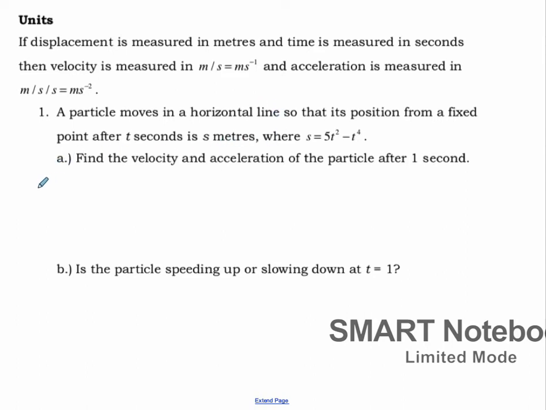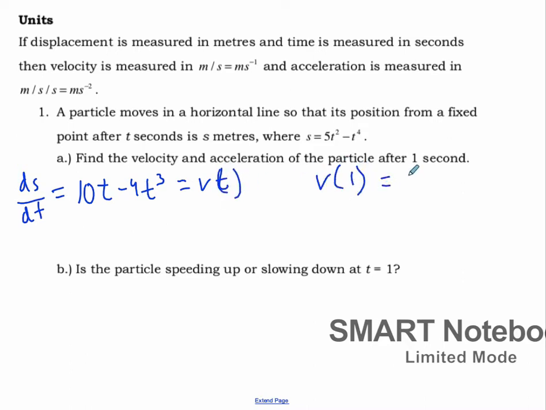So the velocity is just the first derivative. So that's ds/dt. We're always differentiating with respect to time. So that's 10t minus 4t cubed. So that's the first derivative. That equals velocity. Okay, so therefore the velocity at 1 second equals 10 times 1 minus 4 times 1 cubed.